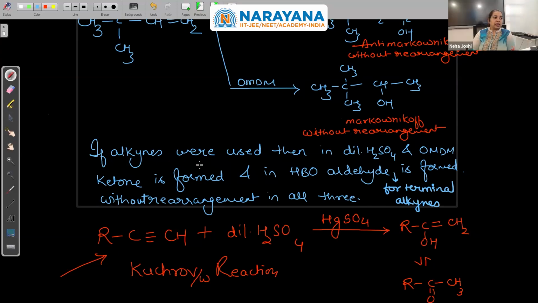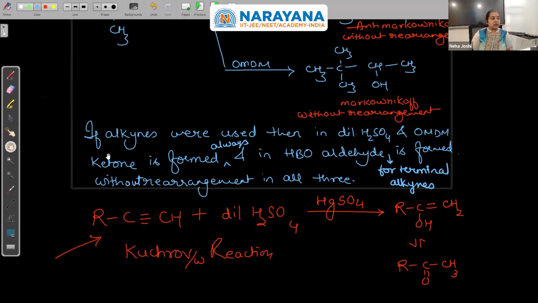Okay, so in alkynes, if dilute H2SO4 is used, a ketone is always formed, whether you take terminal or non-terminal. In hydroboration-oxidation, you get an aldehyde for terminal alkynes and a ketone for non-terminal. There is no rearrangement in all three. In alkynes there is no rearrangement.